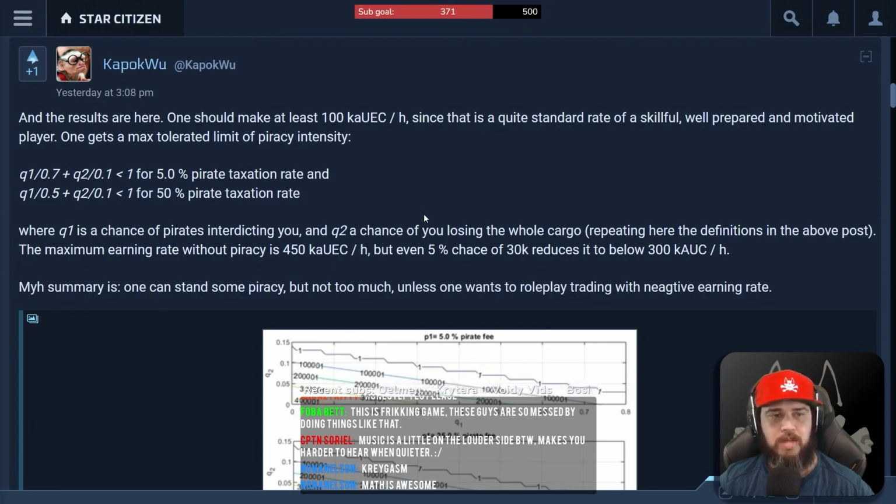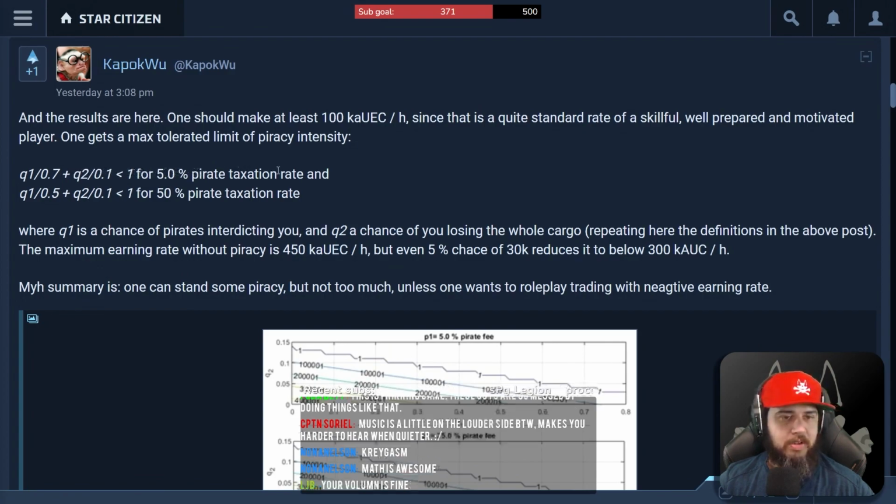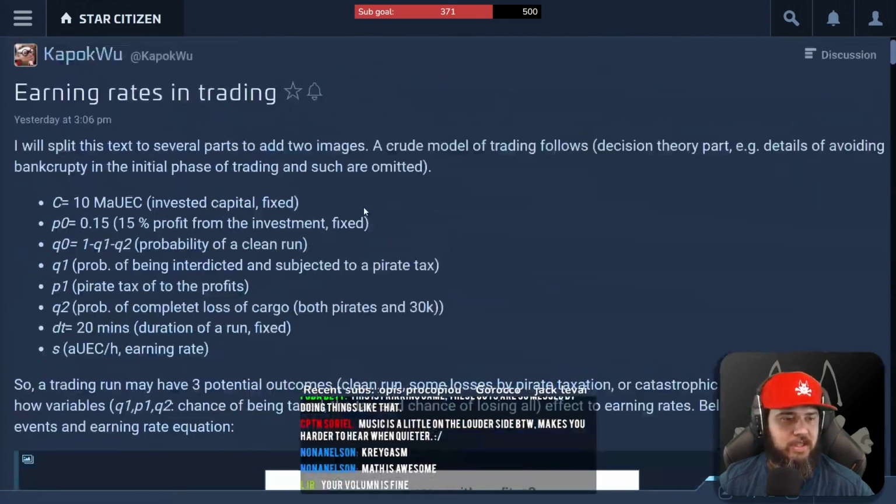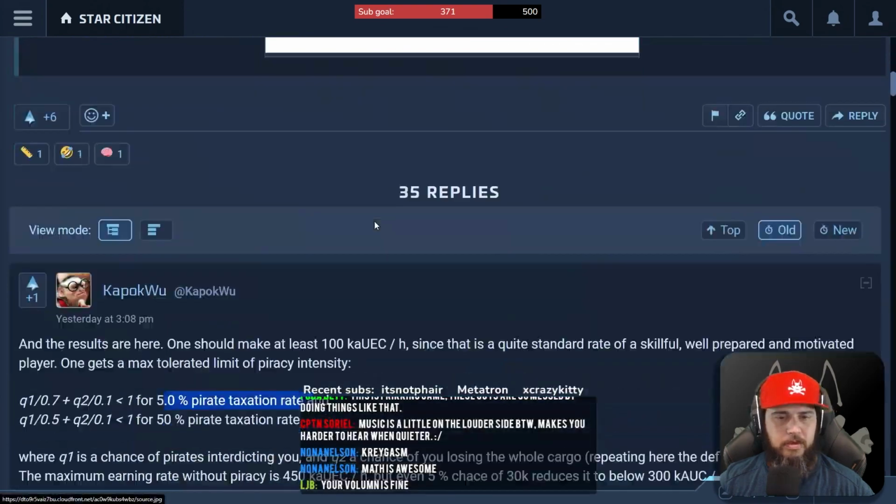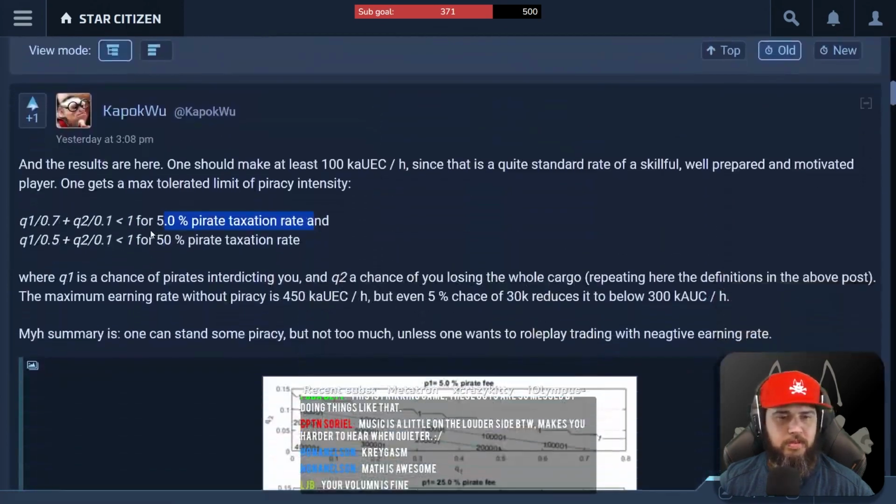One gets a max tolerated limit of piracy intensity. Q1 times 70% plus Q2 times 10% is less than 1 for 5% pirate taxation rate. What? What the fuck? What 5% taxation rate? Was that up here? No. Where the fuck did they get this 5% from? Is it supposed to be 5% or 50? Because they say 50 down here and this is 5% up here.